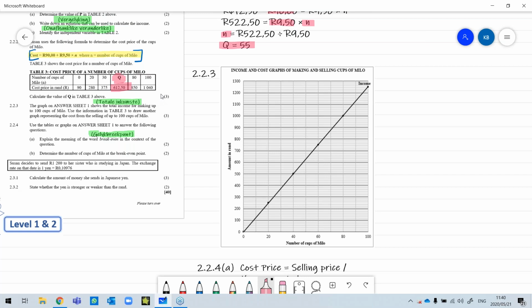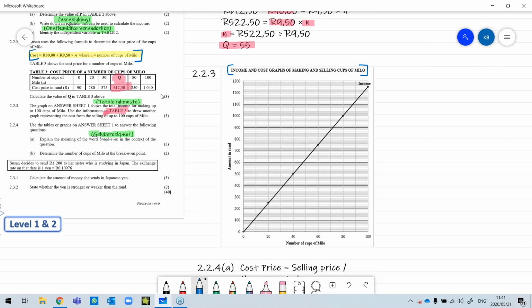So they wish us to use the information in table 3, which is here above, saying what the cost price is to make these cups of Milo. So let's quickly do that together. You should see that this graph already has a main heading here at the top, and it includes a y-axis and an x-axis heading. So it's extremely important that if your graph does not include those, that you add them.